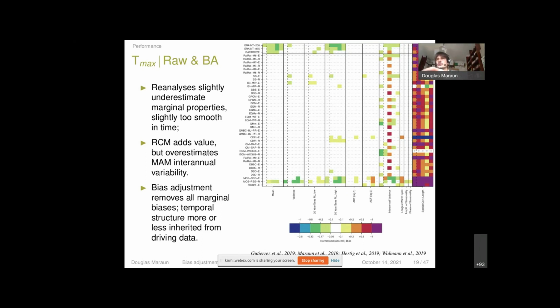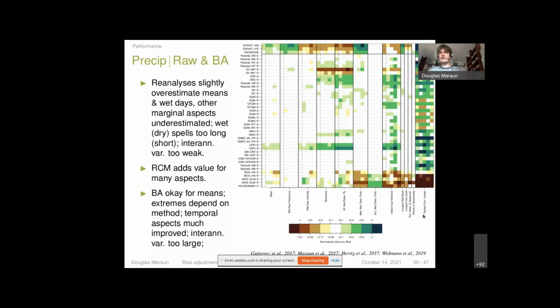And what you can also see is that the spatial decorrelation length is not corrected. And Mathieu will talk a bit about this here, because you can define multivariate methods which may improve this at some cost. Okay, and here's the same for rainfall.